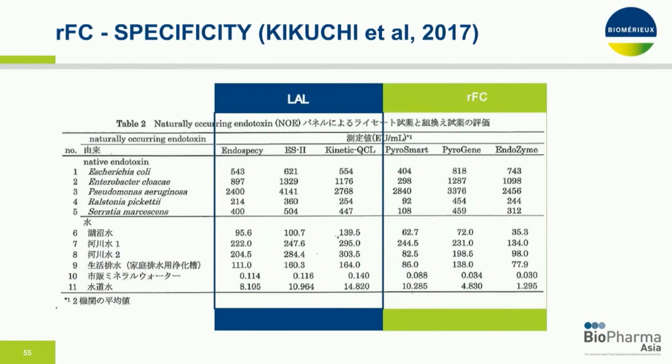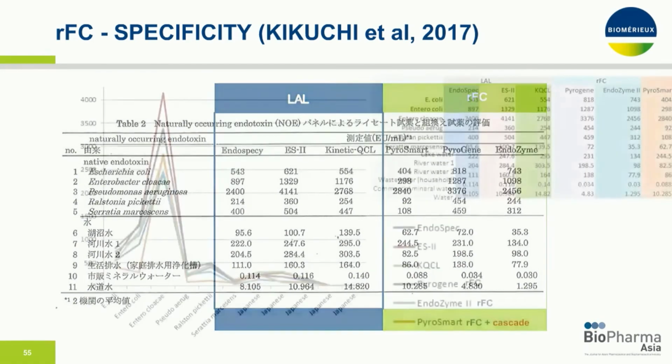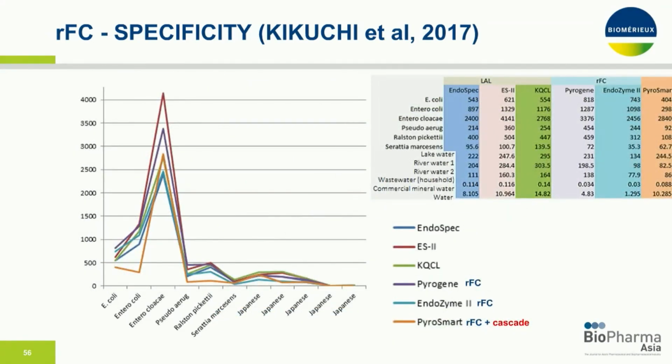Table 2 really shows the meat of the demonstration, and they use naturally occurring, only slightly purified isolates, 1 through 5, as you can see, a range of organisms, and they tested them by 3 LAL methods and 3 RFC methods. In 6 through 11, you can see the same testing performed on some natural waters, and we have these translated here on the next slide. So the natural waters: lake water, river water, wastewater, mineral water, and just a water. Not sure what that one is.